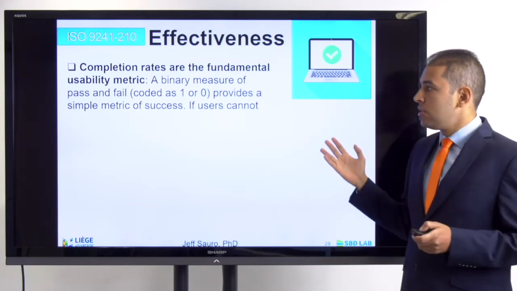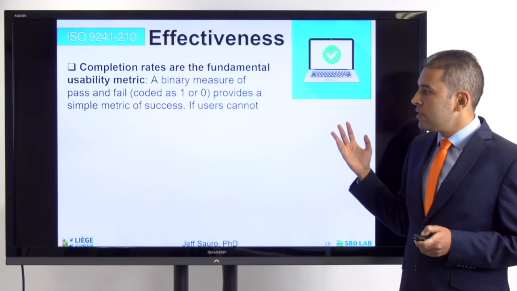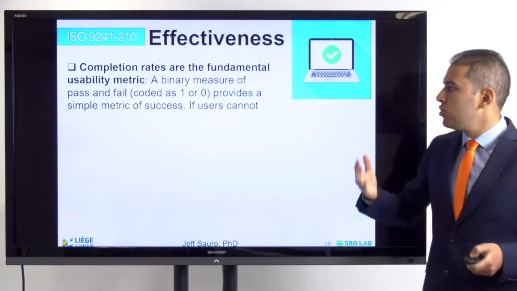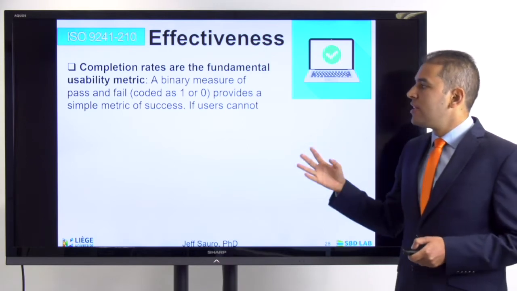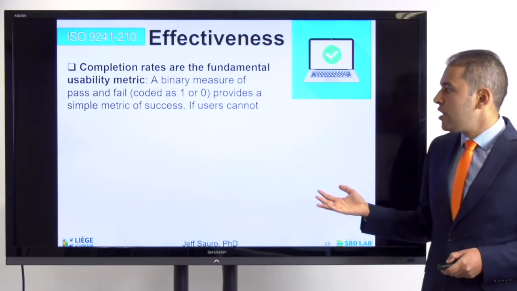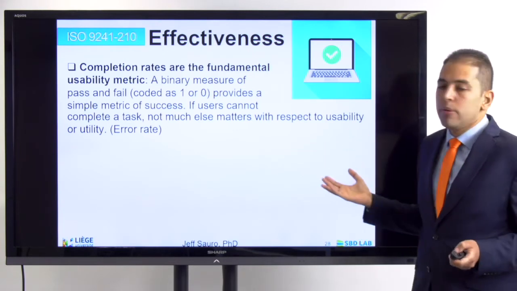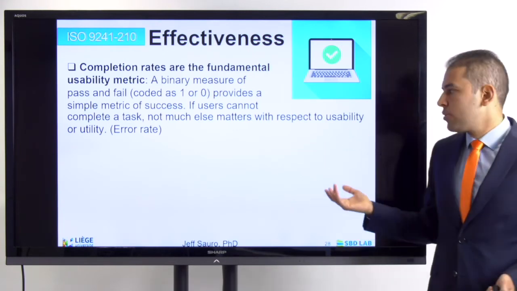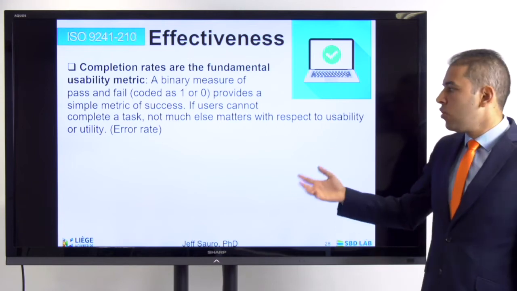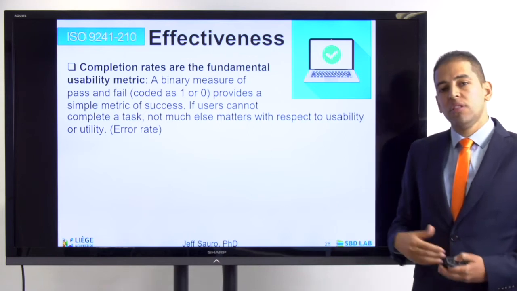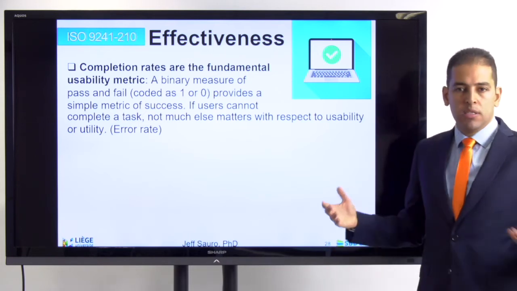So a binary measure, the completion rate is a binary measure of pass and fail. It can be coded 1 or 0, and it provides us a simple metric of success. If a user cannot complete a task, not much else matters with respect to usability or utility. So it's a very simple approach. Some other people will call it the error rate. They will just invert it, and then they will see the rate of error, but it is the same metric.